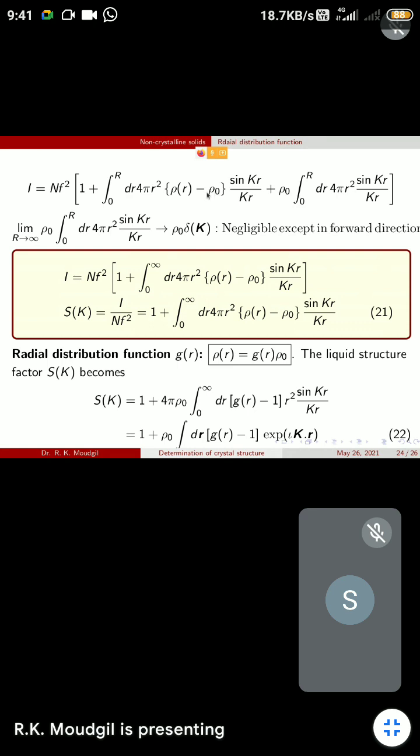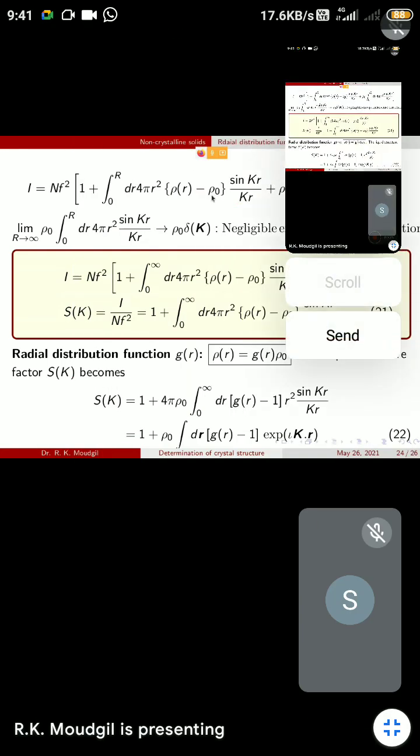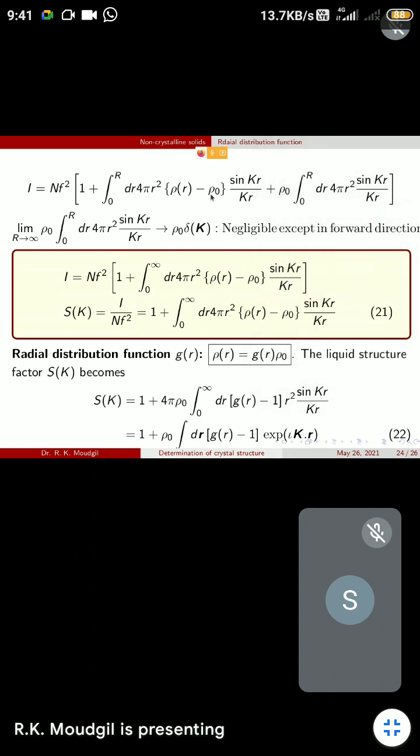So here is the term which we have subtracted. By definition, rho naught is the average atomic concentration. Average means total number of atoms in the specimen divided by the total volume.